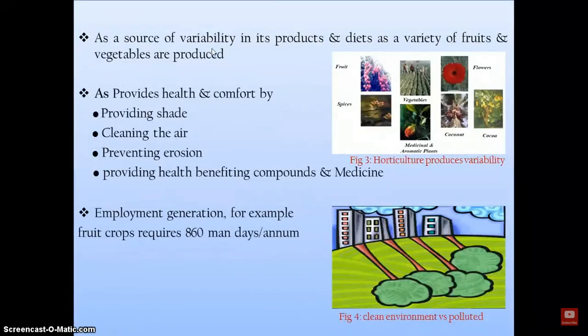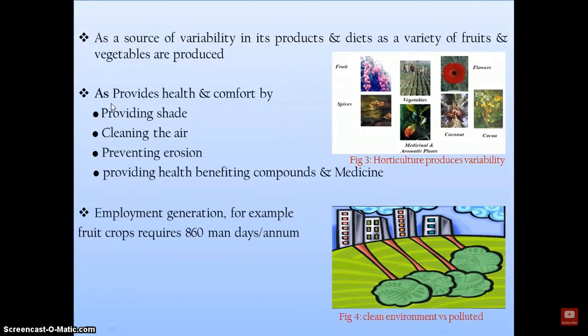Next, horticulture is a source of variability in its products and diets, as a variety of fruits and vegetables are produced from horticulture. And in figure 3, you can see a group of plants which are normally cultivated in horticulture. It contains fruits, spices, vegetables, etc.